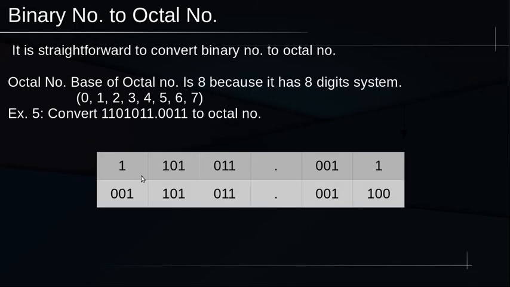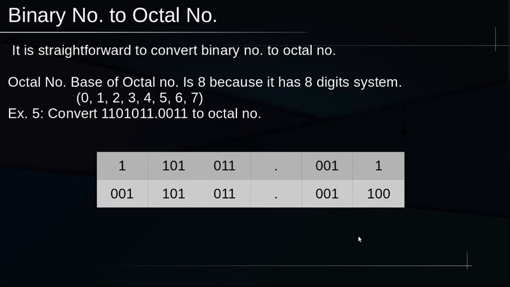We have to complete the group of 3. So for the integer part, we add the remaining zeros before this digit. So we add 0, 0. And for the fractional part, we add the remaining zeros after this digit. So we write 0, 0.